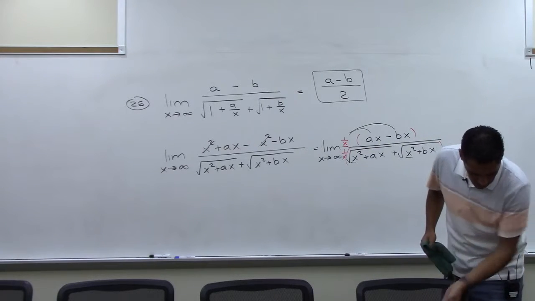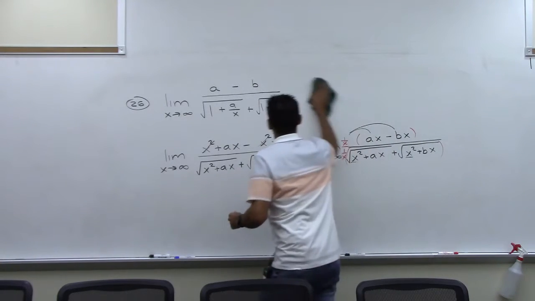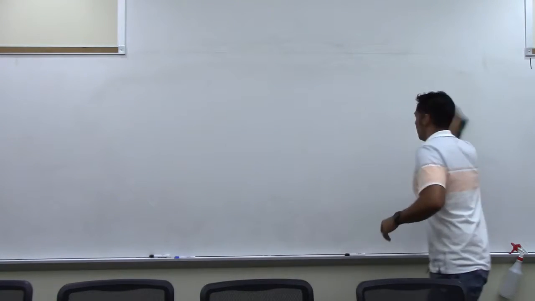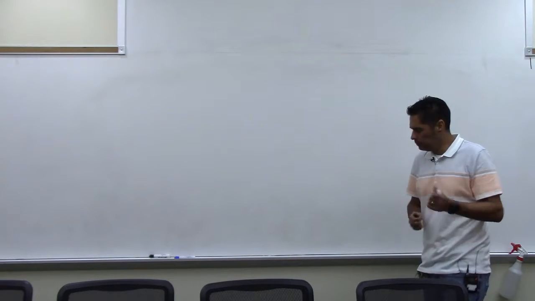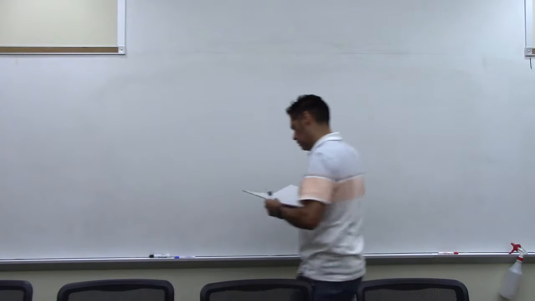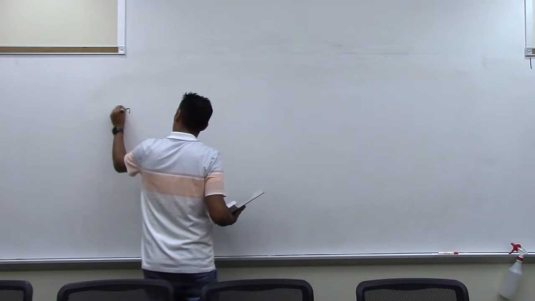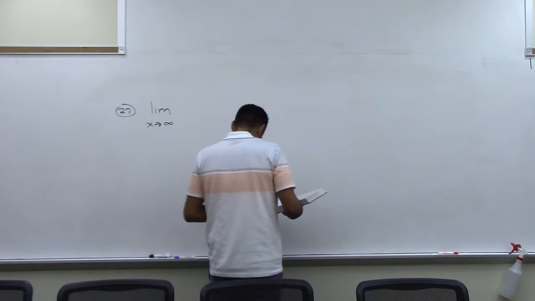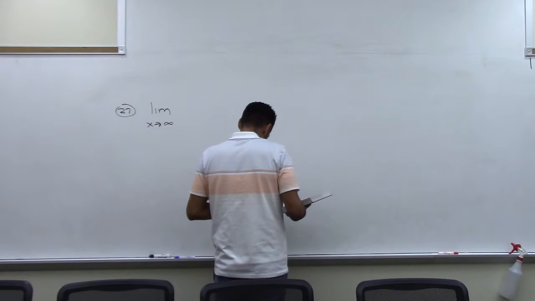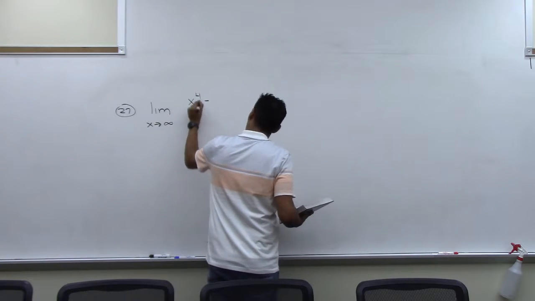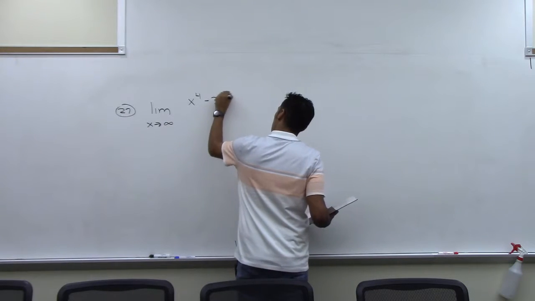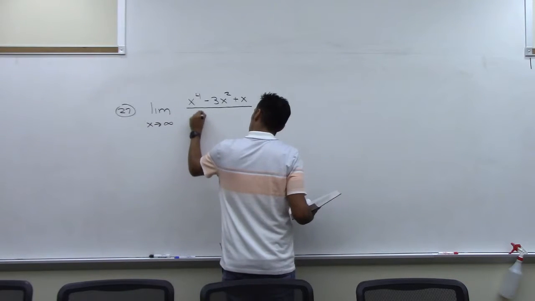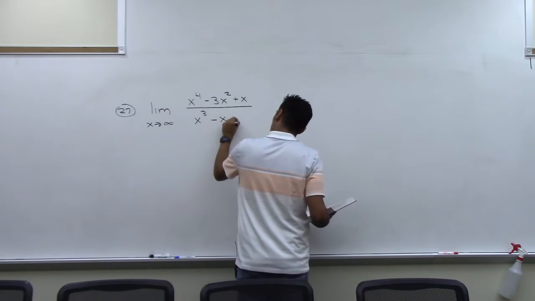All right, where are we? 27. Limit as x approaches infinity of x to the fourth minus 3x squared plus x, over x cubed minus x plus 2.